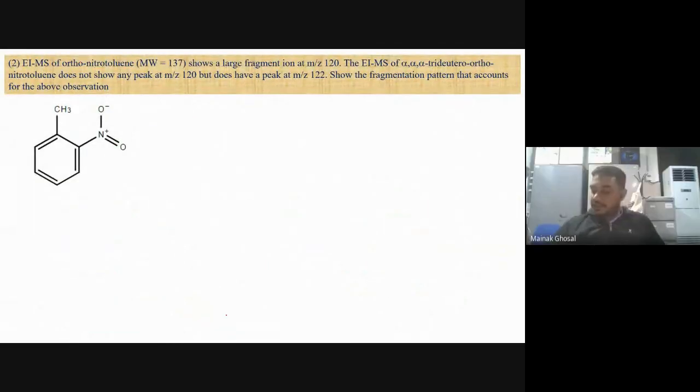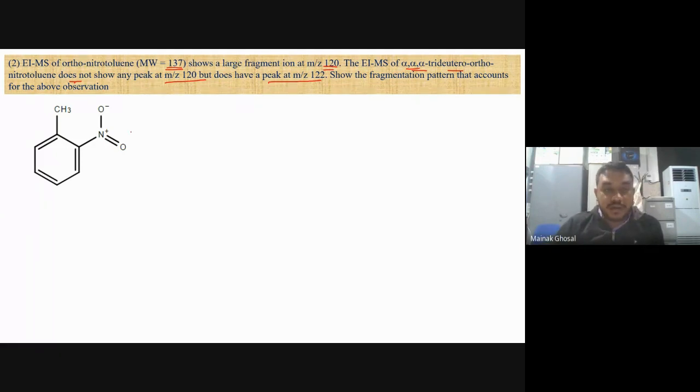Now, coming to the next question, the answer is written already. The EIMS of ortho-nitrotoluene shows a molecular weight of 137. This shows a large fragment ion at m/z 120. Now the EIMS of alpha, alpha, alpha-trideuterio ortho-nitrotoluene does not show any peak at m/z 120 but does have a peak at m/z 122. You need to show the fragmentation pattern that accounts for this observation.